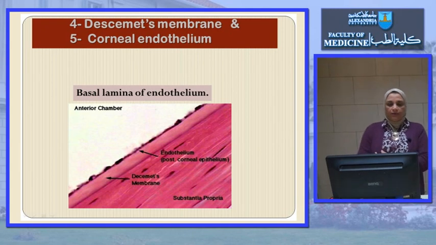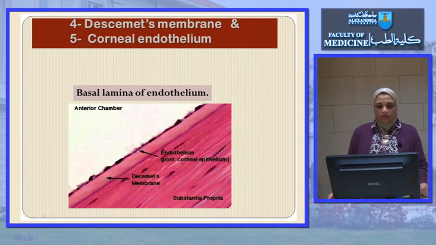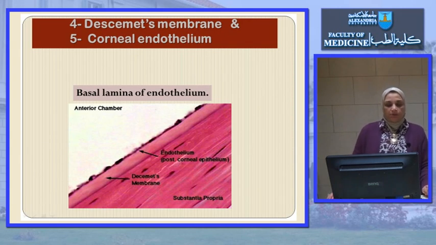Then we'll go to layer number 4, which is Descemet's membrane. Here you can see the Descemet's membrane, and then the most inner layer is the corneal endothelium. What's the Descemet's membrane? They said that this Descemet's membrane is the basal lamina of the endothelium. So the last layer, the most inner layer, is the endothelium. Its basal lamina will form the Descemet's membrane.